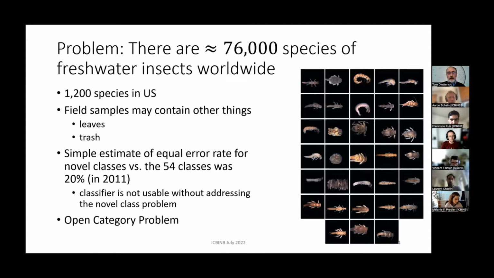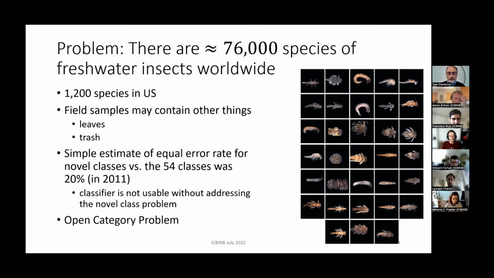And when we looked at our equal error rate in this novel class problem, it was about 20%. That is to say, 20% of the novel objects would be classified into one of the known classes, and 20% of the known class objects would be classified as being novel. And so it was really not usable for the task. That error rate was just too high. So we were never able to deploy this and actually make it work.